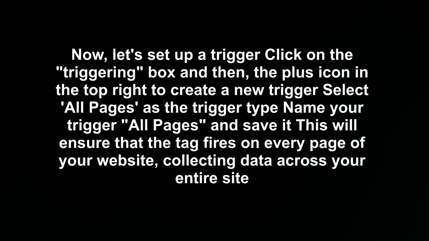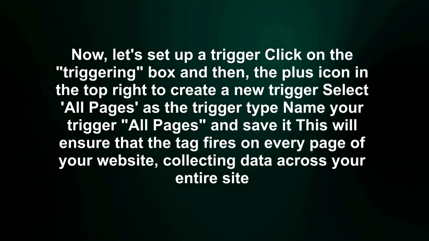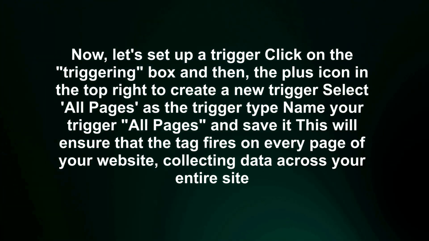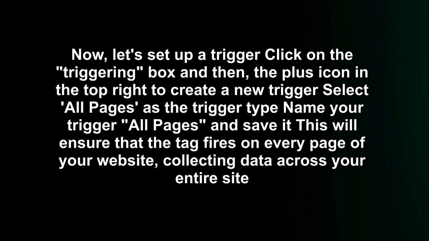Click on the triggering box and then the plus icon in the top right to create a new trigger. Select All Pages as the trigger type. Name your trigger All Pages and save it. This will ensure that the tag fires on every page of your website, collecting data across your entire site.